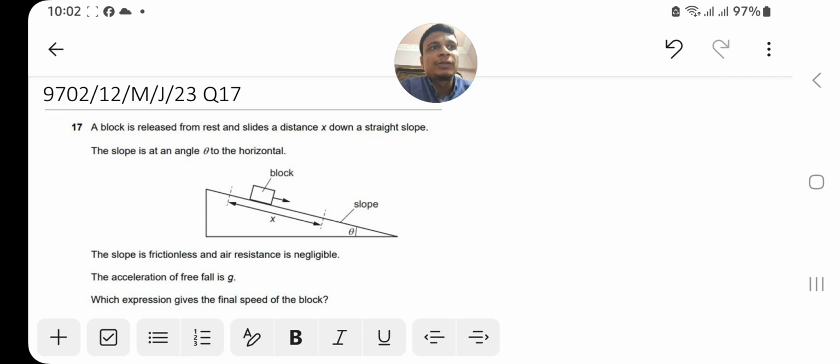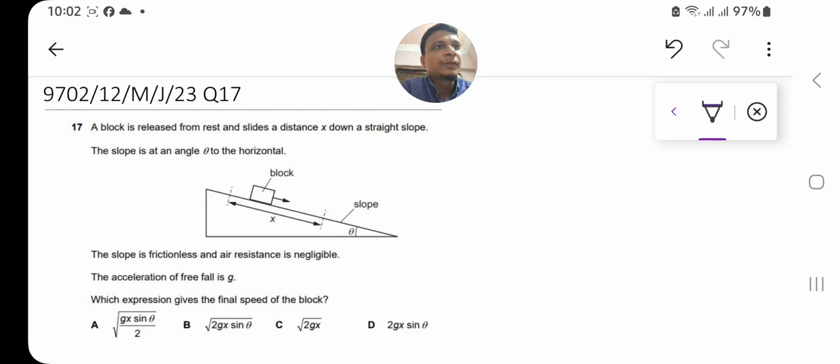A block is released from rest, they are saying, and after the block is released, the block slides a distance x straight down the slope at an angle of theta to the horizontal. So the block is released and coming down.